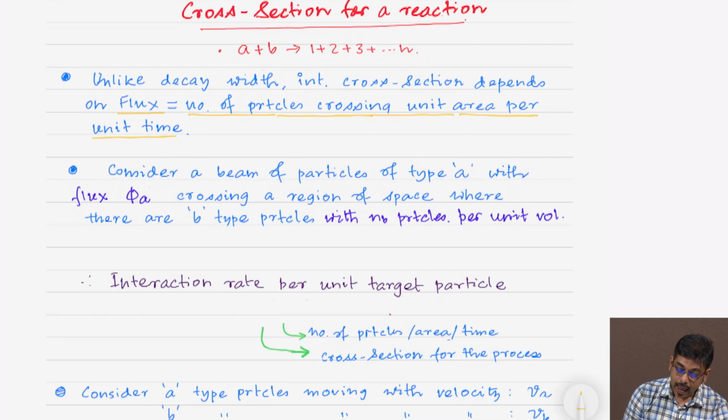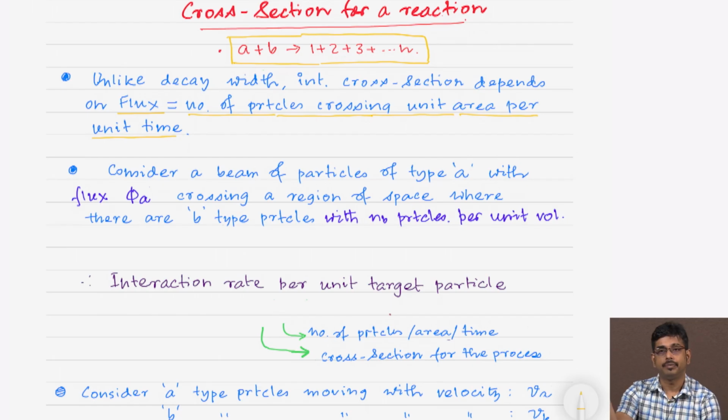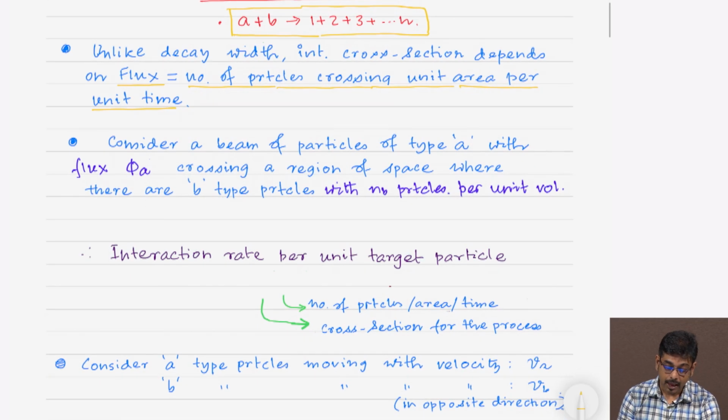And of course, in a cross section we are typically going to talk about something like A and B type particles colliding and producing a bunch of stuff, 1 plus 2 plus 3 plus dot dot dot n, many final state particles. Now, let us consider a beam of particles of type A with a flux of phi A crossing a region of space where there are B type particles with NB particles per unit volume.